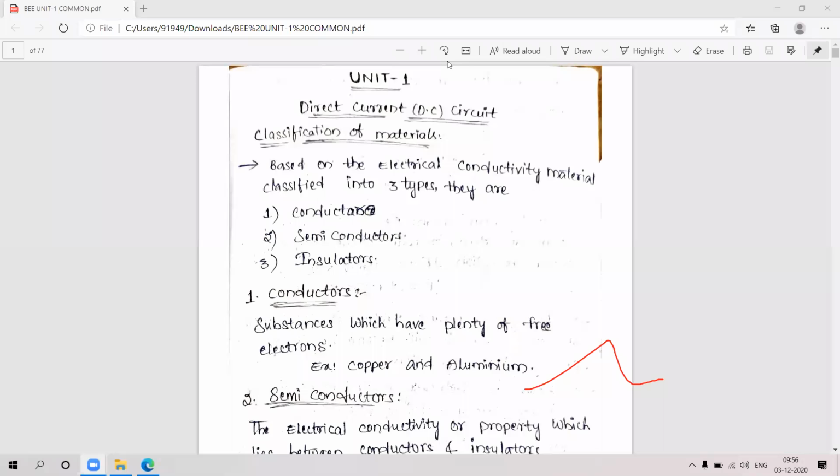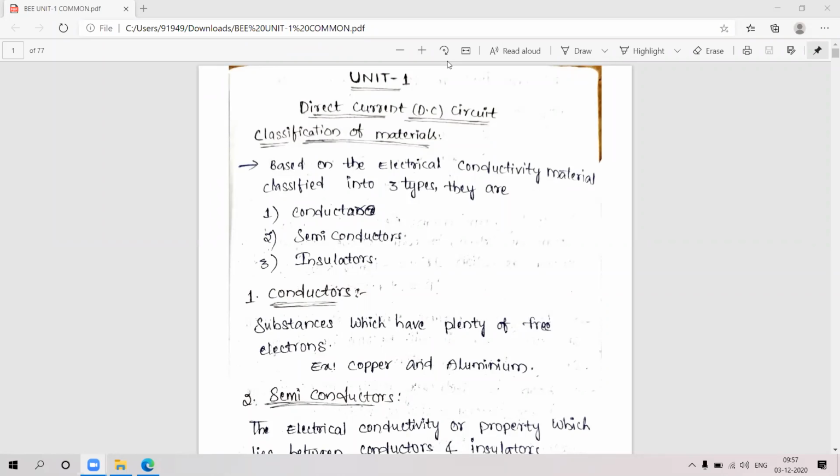Okay, we will see about AC in the second unit. Before that, let's see the other things in detail. Now come to the classification of materials, based on conductivity. Conductivity means the flow of electrons. When there is a flow of electrons, there will be conductivity. If there is no flow, there is no conductivity. Based on that, materials are classified into three types.